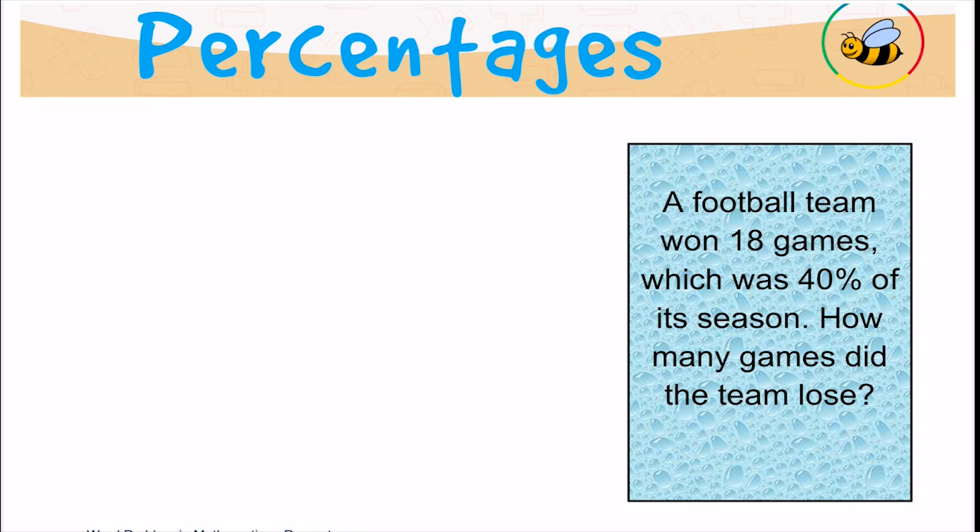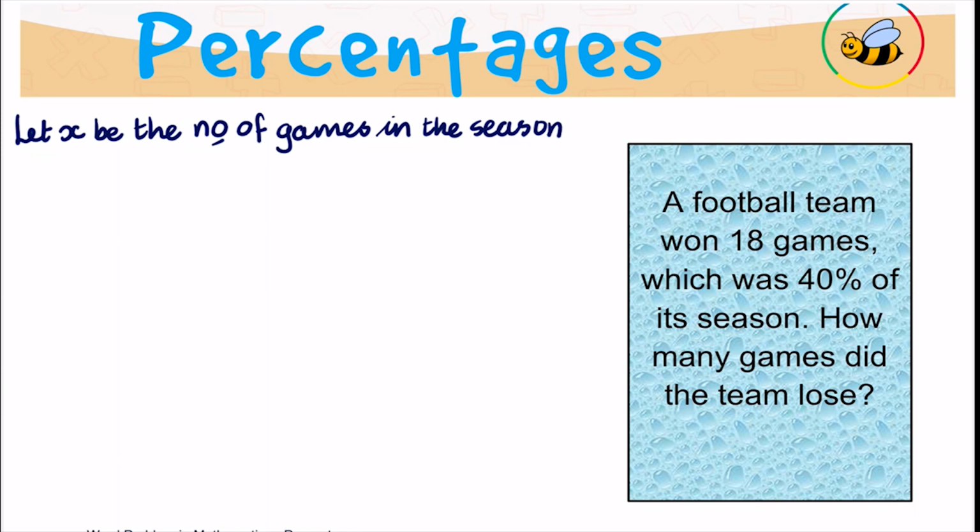Now, to do this, we need to again define some unknowns. So let's make some assumptions and assign the letter X to the unknown. The unknown in this case being the total number of games in the season. So let's start. Let X be the number of games in the season. Okay?